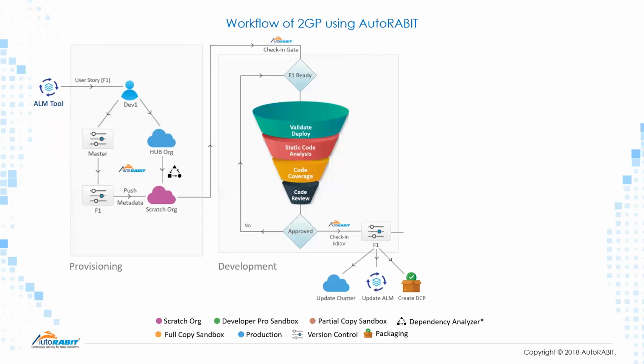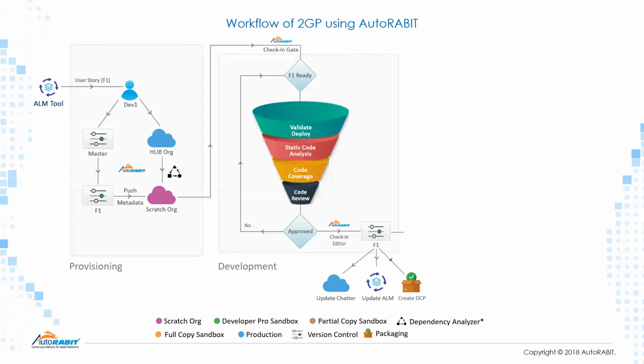completed his user story and is checking into this version control. Now, when he's checking into his version control, he would already be creating a DCP, or a developer control package, which is based off second generation packaging logic. And he would place that in a force app structure, or the DX folder structure in the feature one branch.